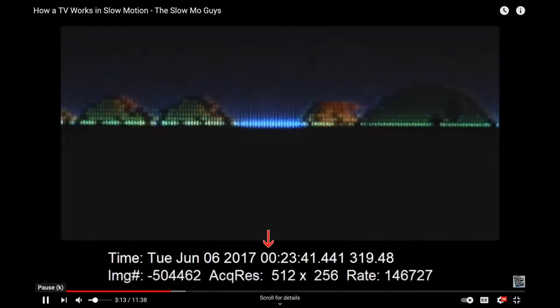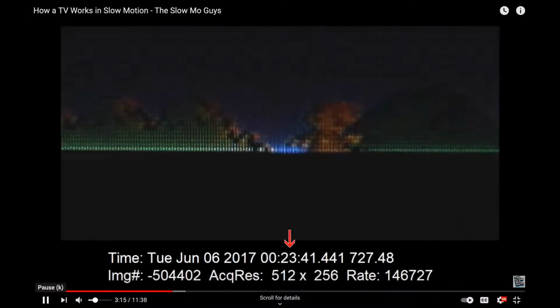All right, so this is hours. It was just past midnight, 23 minutes, 41 seconds. This is a 1/10 of a second, 100th of a second, 1,000th of a second, or a millisecond. And then over here, you've got a 10,000th of a second, 100,000th of a second.